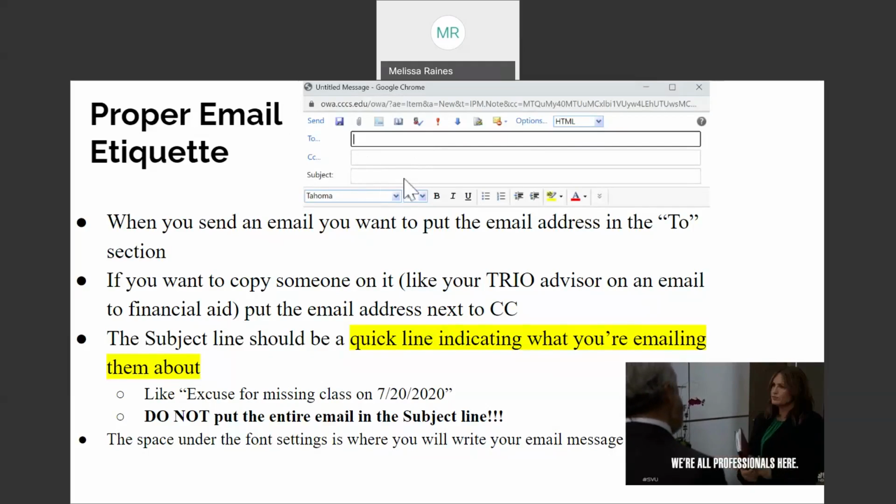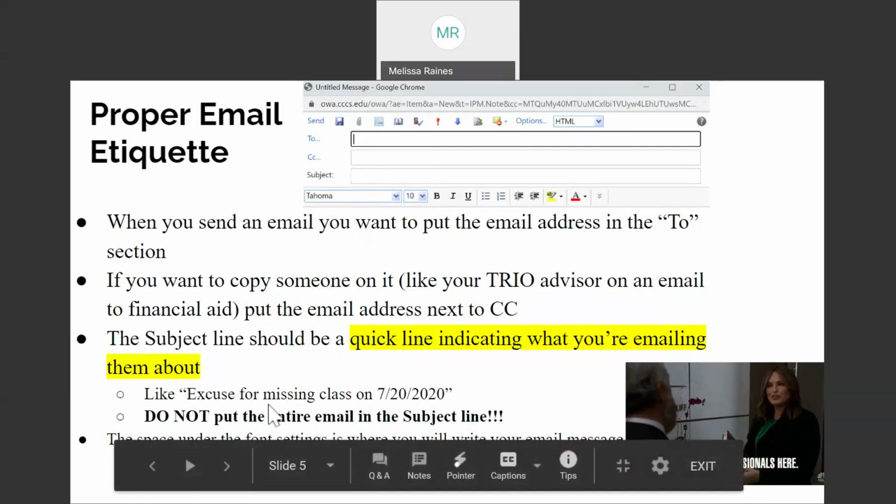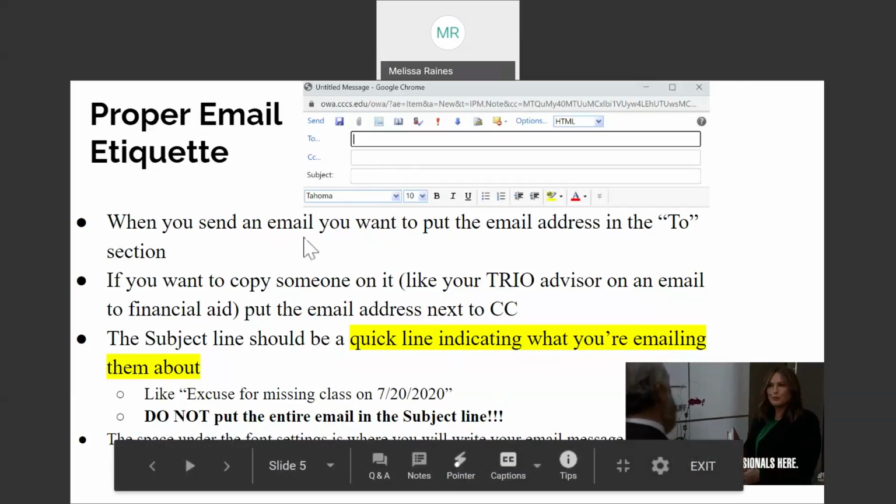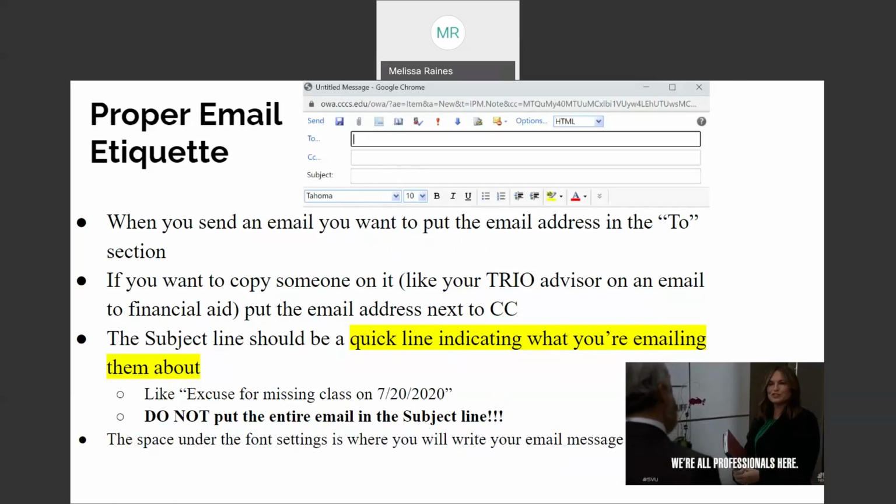The subject line should be a quick line indicating what you're emailing the person about. A good example would be "Excuse for missing class on 7/20/2020." Do not put the entire email in the subject line. The whole space under the font settings is where you're going to write the whole email. So don't put your whole email in the subject line, because the person that receives it is not going to be able to read the entire line. And remember, we're all professionals here, so that includes our emails.